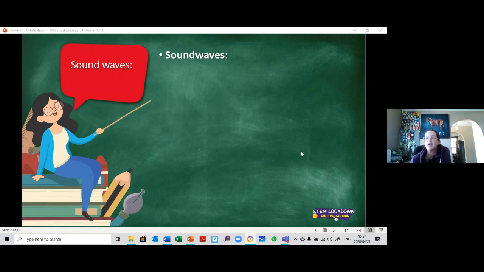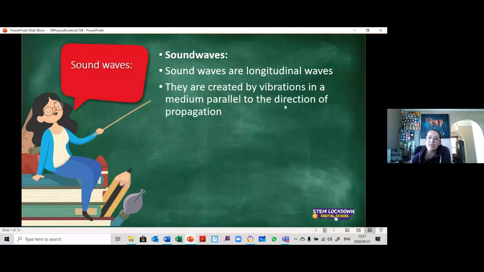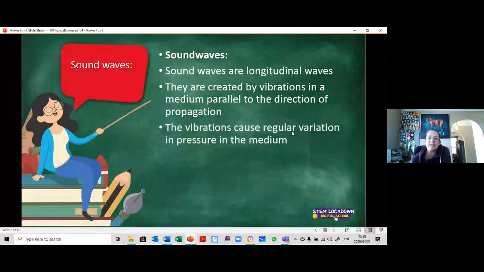All right, so when we do longitudinal waves, we have to look at sound. Important about sound is that they are exactly longitudinal waves, parallel, but that they cause regular variation in the pressure. So a sound wave is a regular longitudinal wave. I know that sounds weird, sorry, but that's the best way I have to describe it. Sound waves are longitudinal waves which cause regular variation in the pressure of a medium.